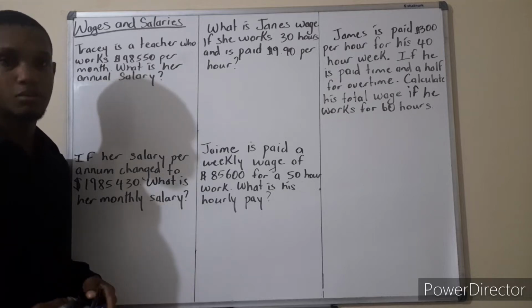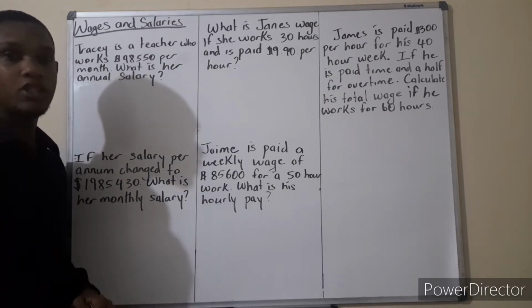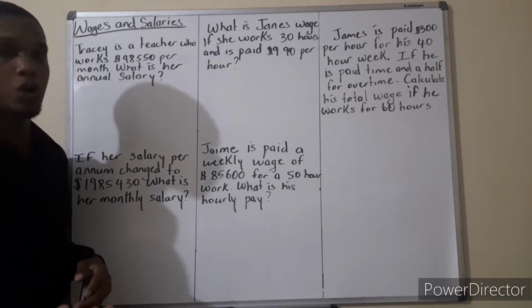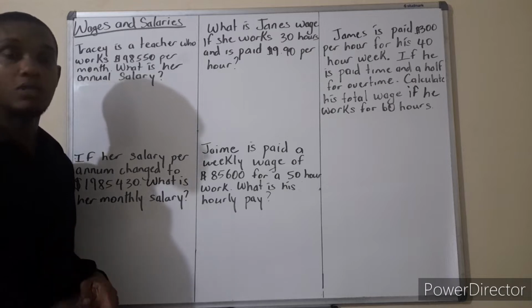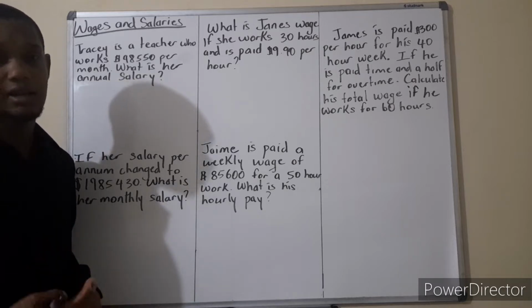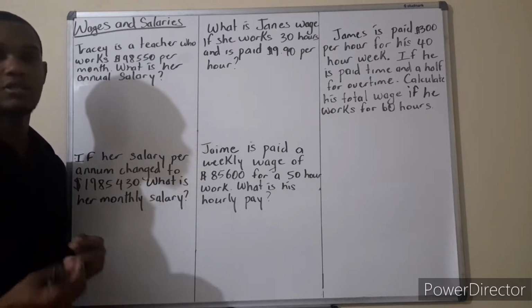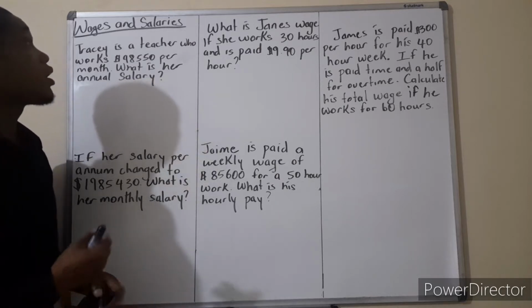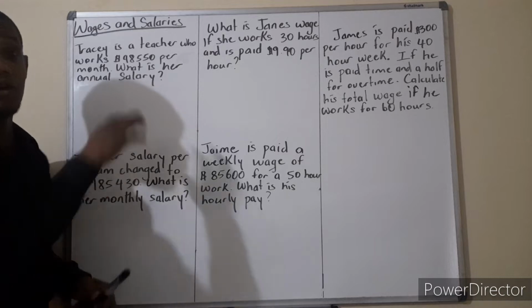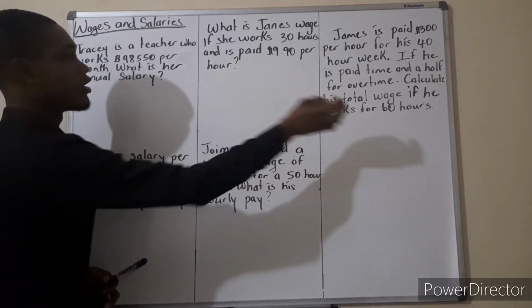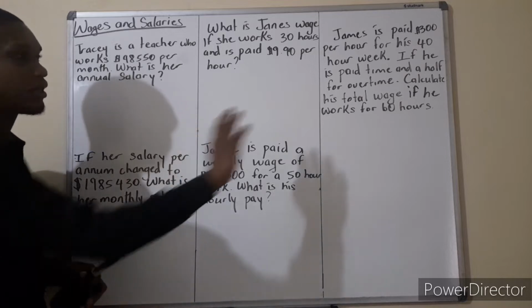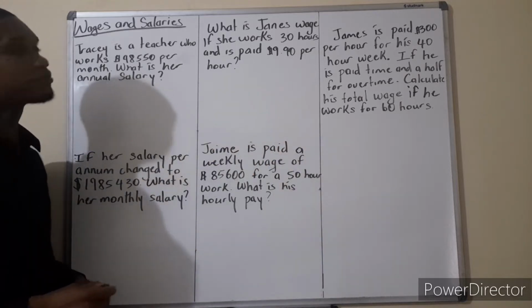So we are going through the concept of wages and salaries. Wages is what you get per week, every 2 weeks, or it may be based on your hourly rate. Salaries, on the other hand, is what you get at the end of a month, and its calculation usually deals with either a month or a year. So here we have examples of salaries on this side, wages here, and wages with a little twist, which is calculating overtime on the end. So let's go through now.